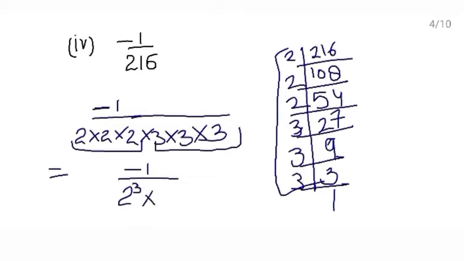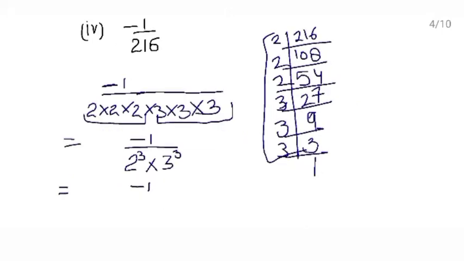Multiply 3 is occurring how many times? 3 times. 3 raised to the power 3. Now minus 1 upon, as I said while explaining the laws, if bases are different and power is same, we will multiply the bases and power will be written once. So this is minus 1 upon 2 multiply 3 raised to the power 3.